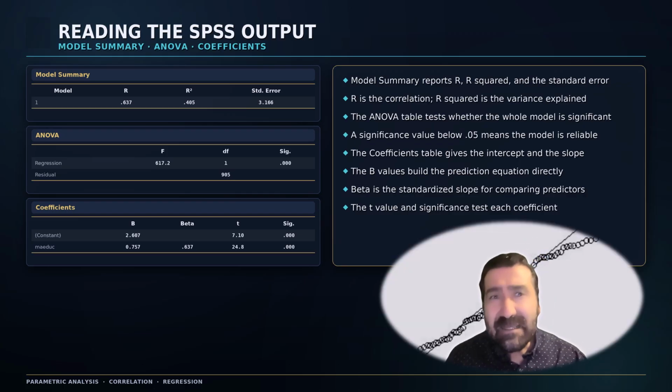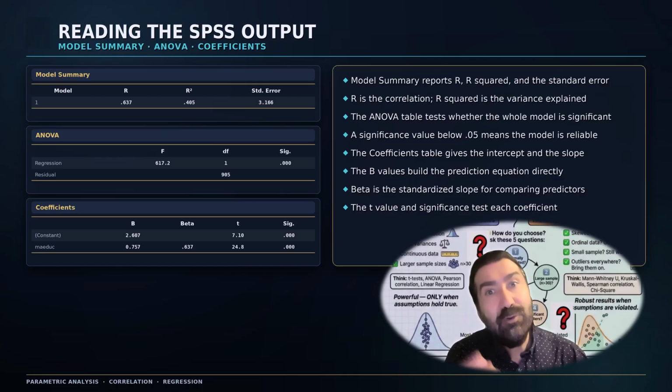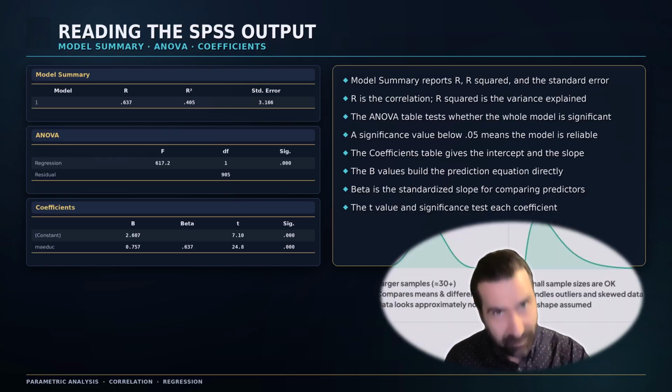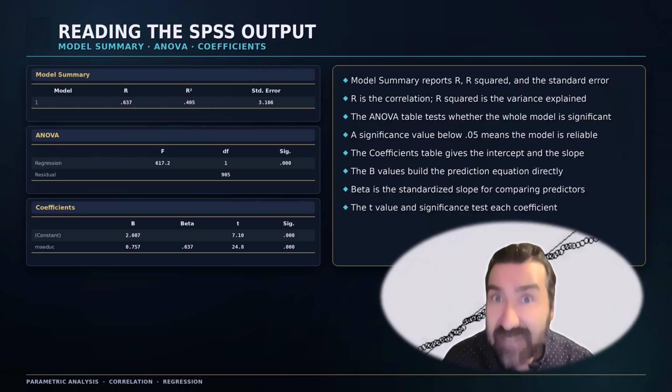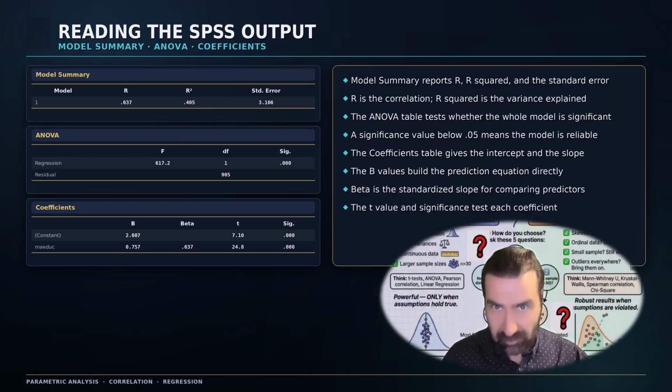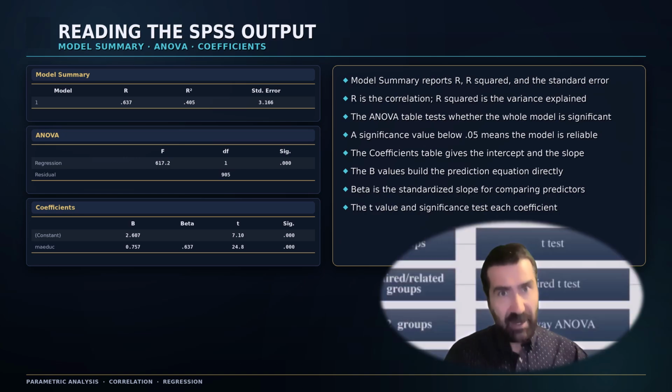The first table is the model summary. This is where you find R, your correlation, and R squared. They share all variance we just talked about. So right away, this little table answers the question, how strong is my model and how much does it actually explain? The second table is the ANOVA table.